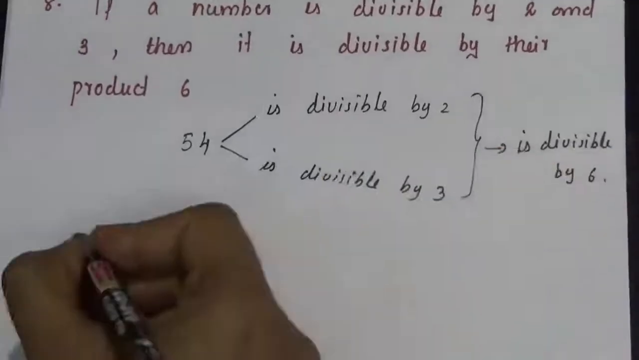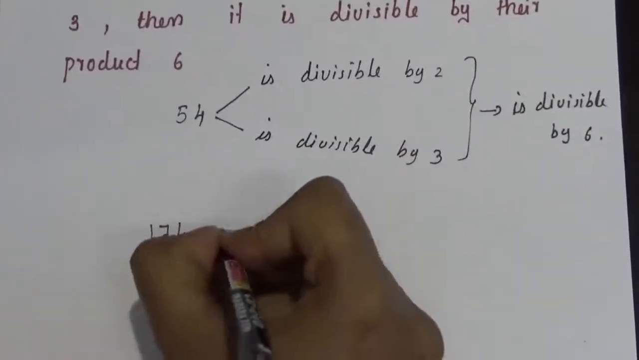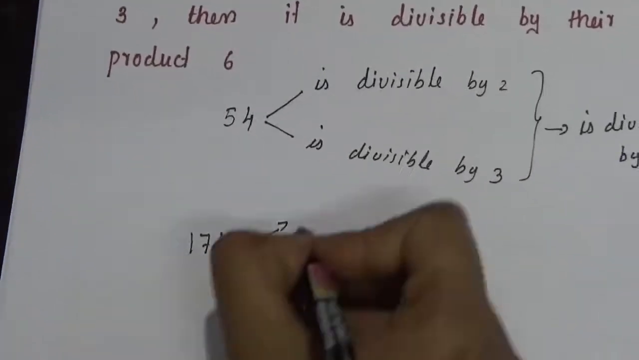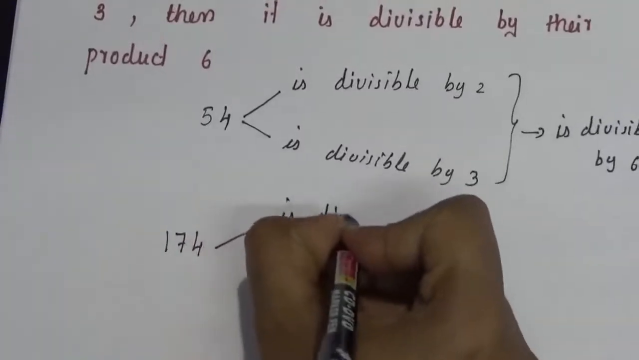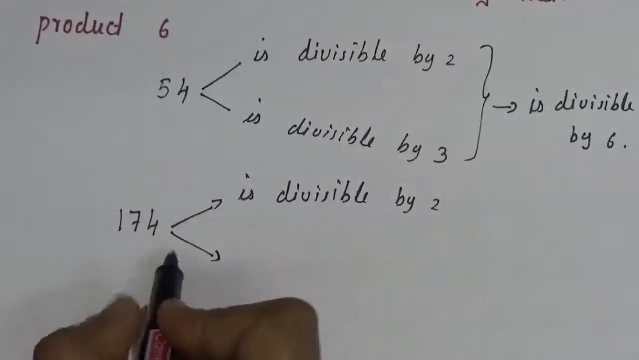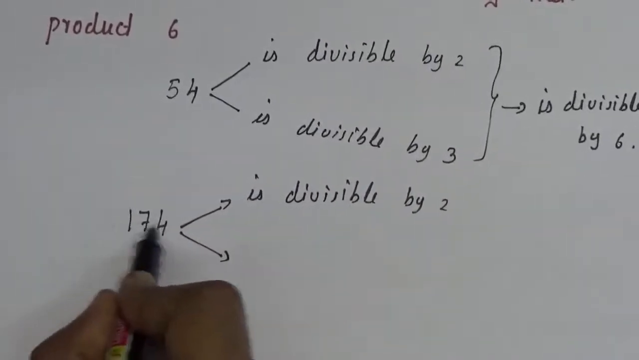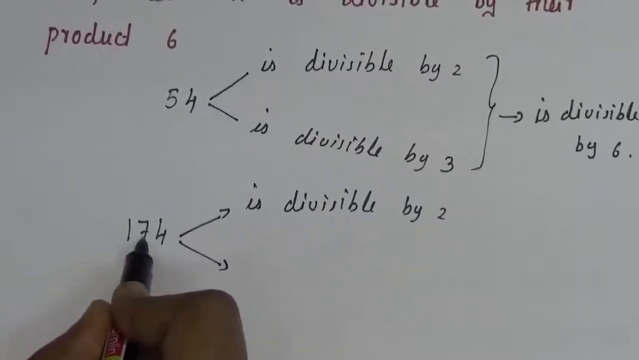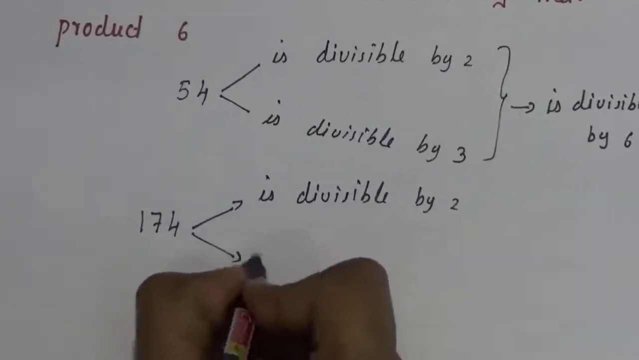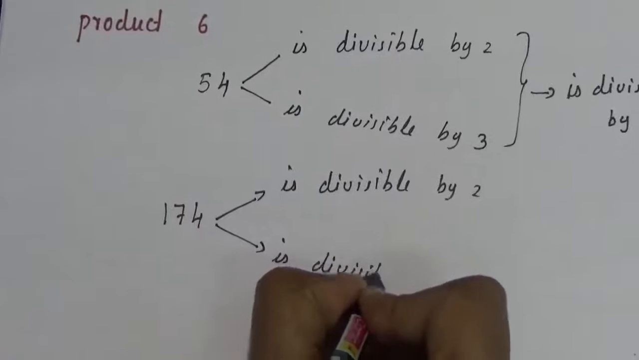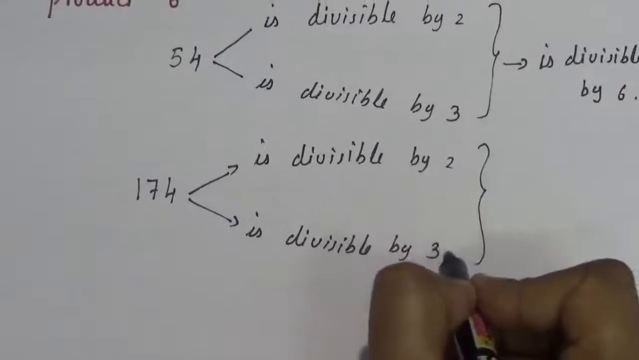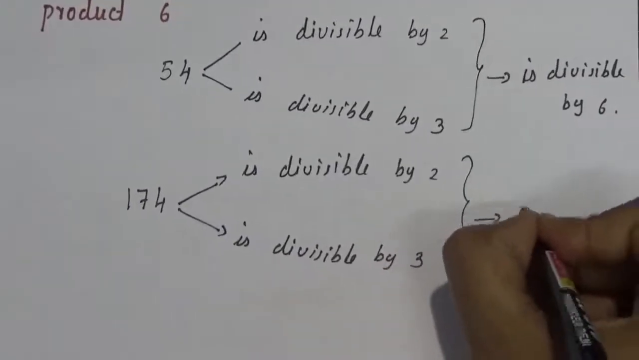Another example, 174. You can see that the units place number is 4. It's an even number. So this number is divisible by 2. Now what about the divisibility by 3? You add the digits. 1 plus 7 plus 4. 1 plus 7 is 8. 8 plus 4 is 12. 12 is a multiple of 3. So we can say that this number is divisible by 3. So the number 174 is divisible by 2 and 3. So the number 174 is divisible by 6.